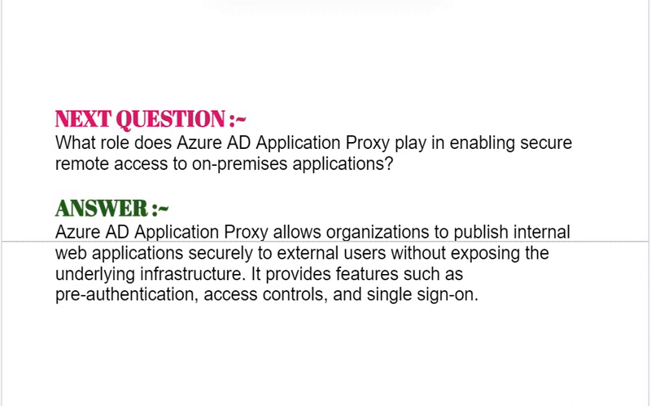Our next interview question is: what role does Azure AD Application Proxy play in enabling secure remote access to on-premises applications? Your answer should be: Azure AD Application Proxy allows organizations to publish internal web applications securely to external users without exposing the underlying infrastructure. It provides features such as pre-authentication, access controls, and single sign-on.